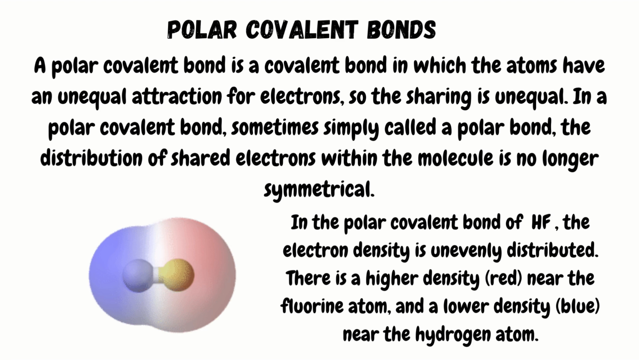Polar covalent bonds. It is a covalent bond in which the atoms have an unequal attraction for electrons, so the sharing is unequal. In a polar covalent bond, sometimes simply called a polar bond, the distribution of shared electrons within the molecule is no longer symmetrical. In the polar covalent bond of HF, the electron density is unevenly distributed. There is a higher density near the fluorine atom and lower density near the hydrogen atom.